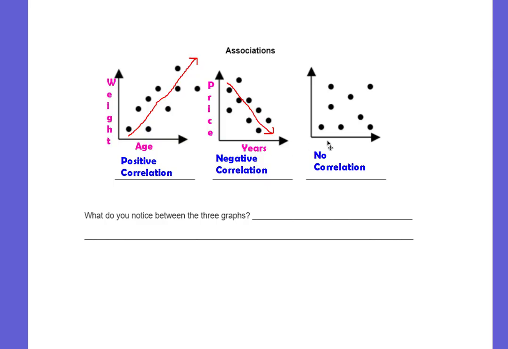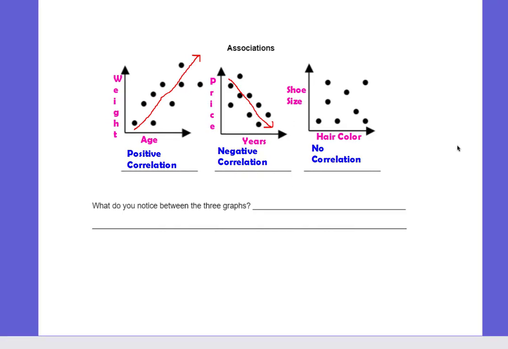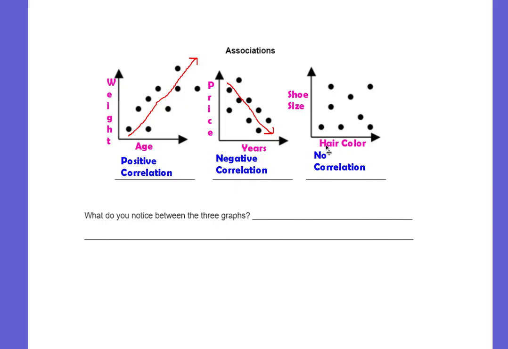The last example is for no correlation, when we think of two things that do not affect each other. So an example of this would be hair color and shoe size. The color of your hair will not determine what shoe size you get. The shoe size that you have does not determine the color of your hair. So none of that has any correlation. It does not go together, which is why it has no correlation.